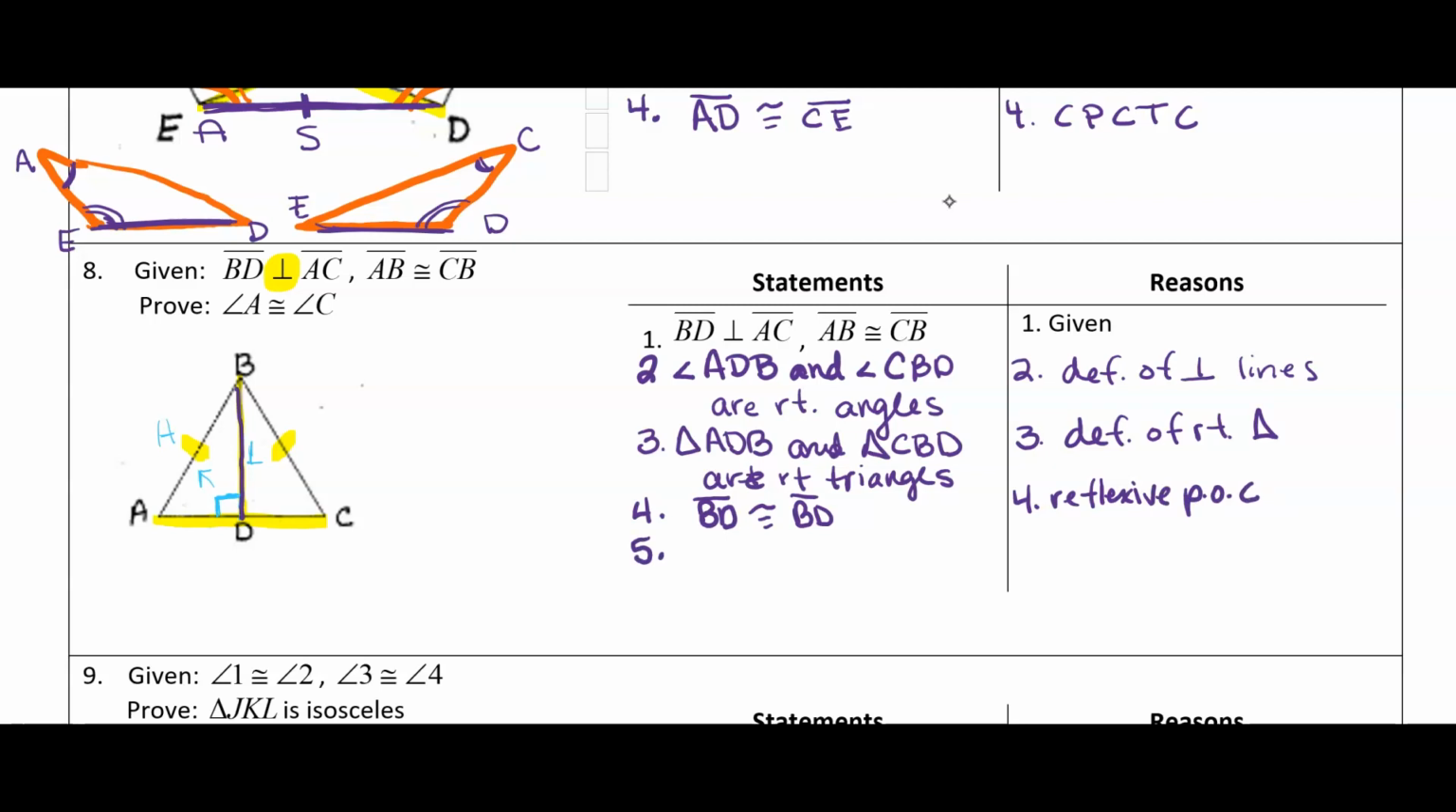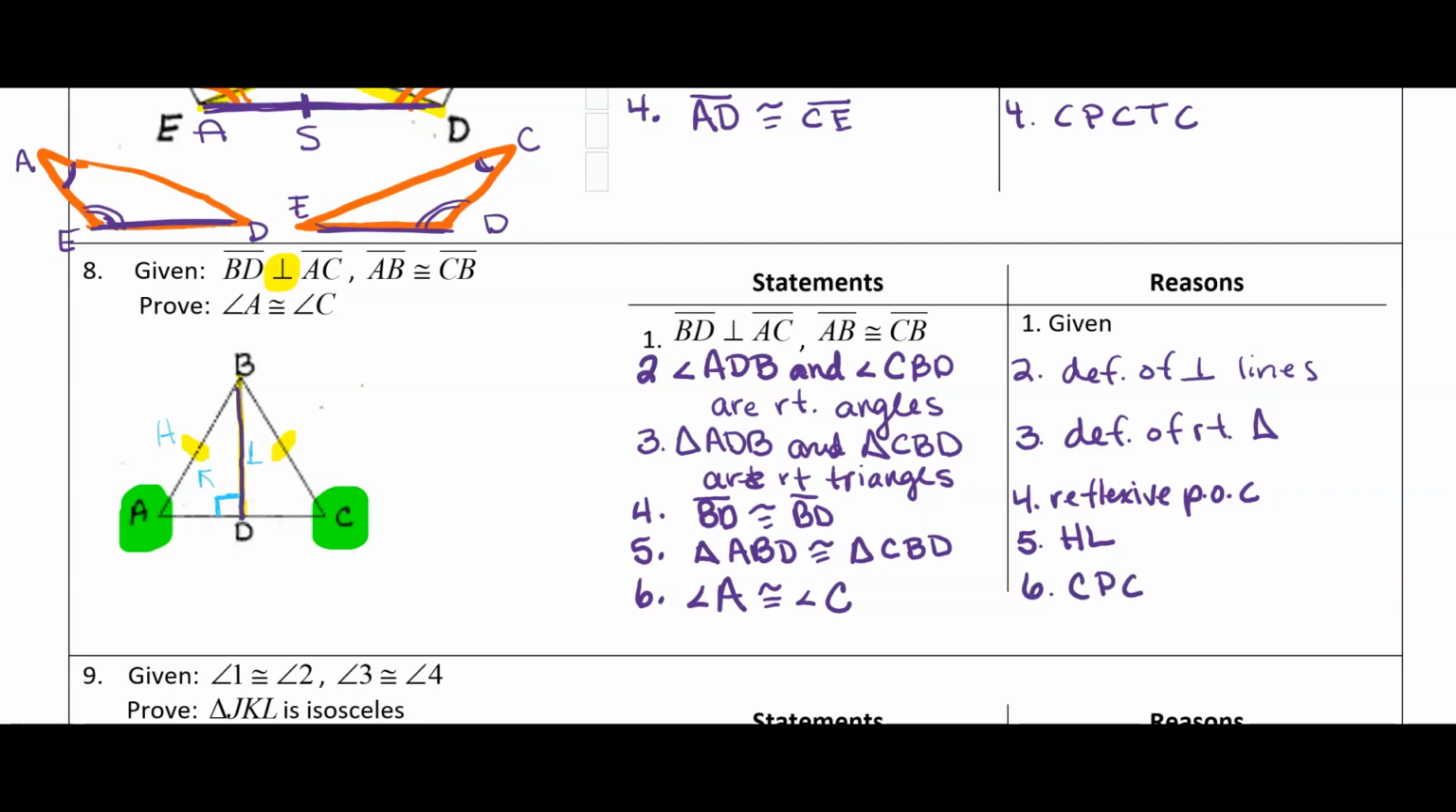Step 5, triangle ABD is congruent to triangle CBD, hypotenuse leg. And now we have congruent triangles. If we have congruent triangles, we have congruent parts. So A and C are going to be congruent by CPCTC. So step 6, angle A is congruent to angle C. Corresponding parts of congruent triangles are congruent.